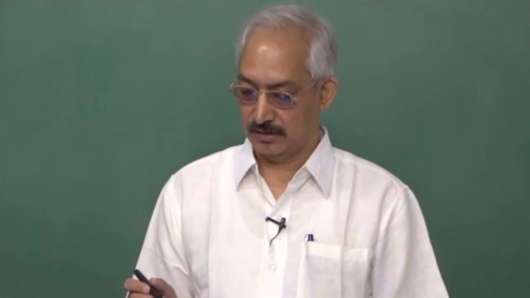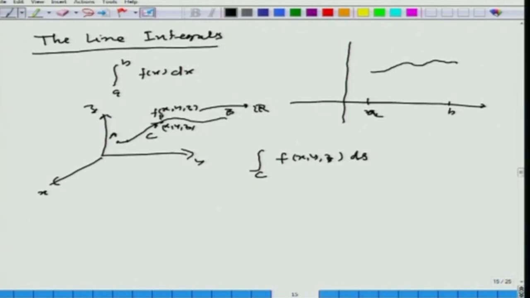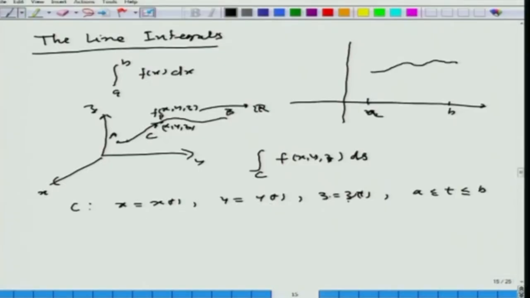So, that is the arc length parameter, or in general we may parameterize this curve like this. The curve C is parameterized as x(t), y as y(t), and z as z(t). Here t ranges from A to B. Then the curve C is assumed to be piecewise smooth, in the sense that x, y, z are piecewise continuously differentiable.